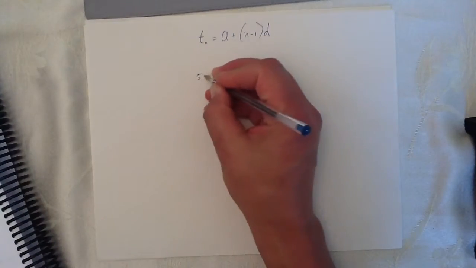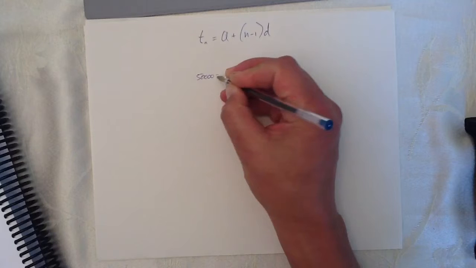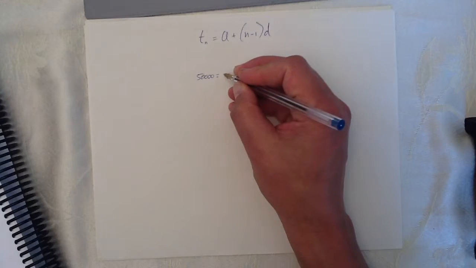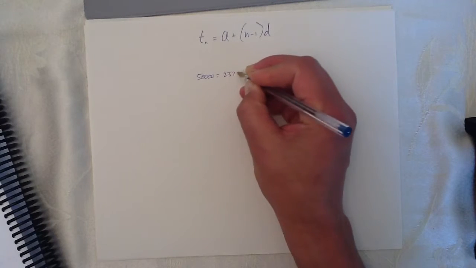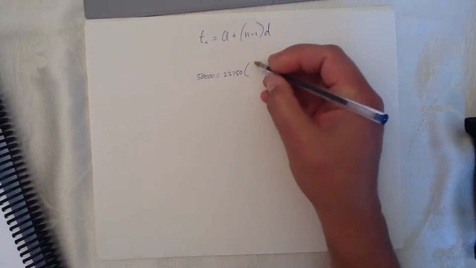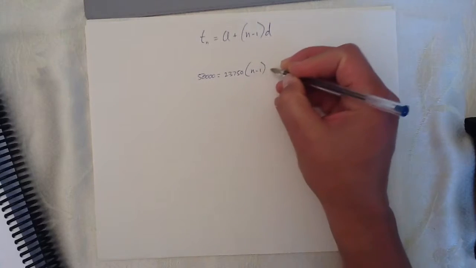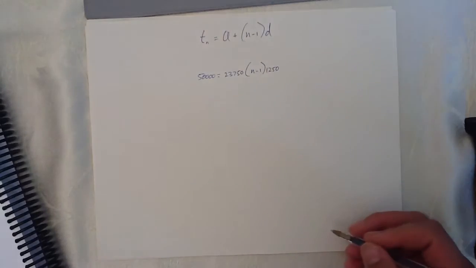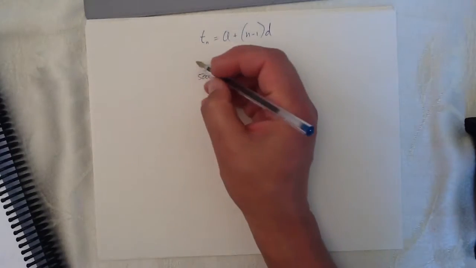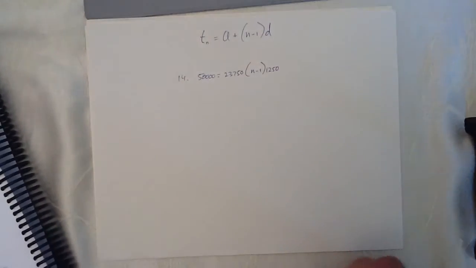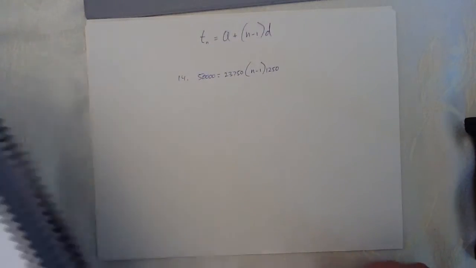So that would be 50,000, which is the end point, equals 23,750 plus n minus 1 times d, and d is 1250. Solve for n. I'm not going to do that. That's up to you. But you should do that, not just watch videos about it.